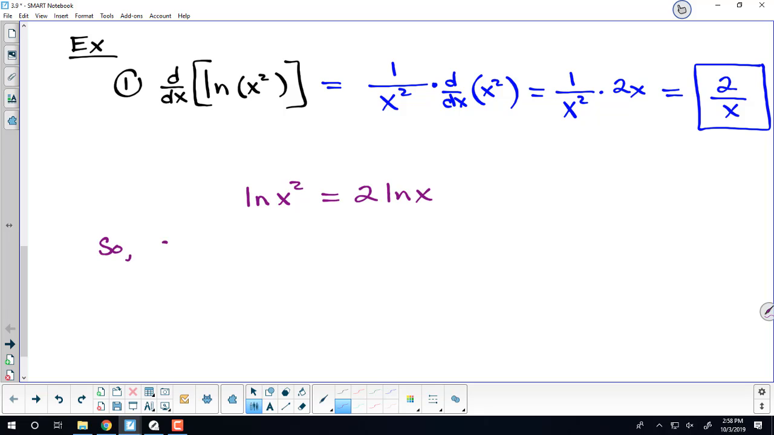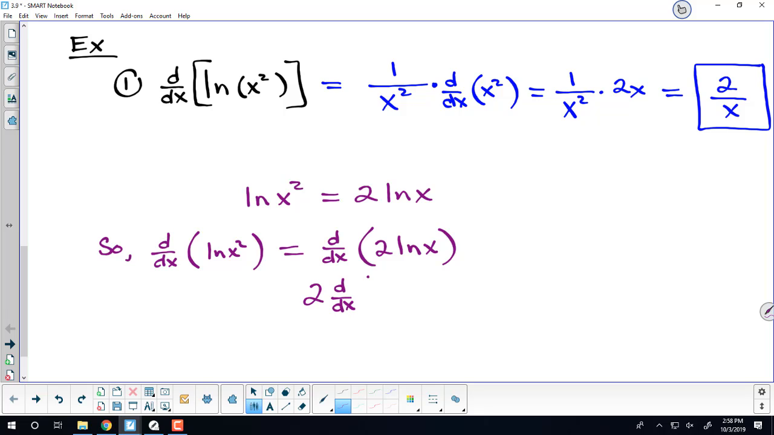Right, so the derivative of ln x squared is the same thing. I'm going to simplify first before I take the derivative. It's the same thing as taking the derivative of 2 natural log x. Well, 2 is a constant times a function of x, so that's 2 times the derivative of the natural log of x, which we said was just 1 over x. So 2 times 1 over x, or 2 over x. Same thing we got there.